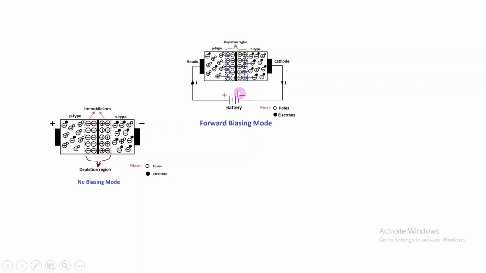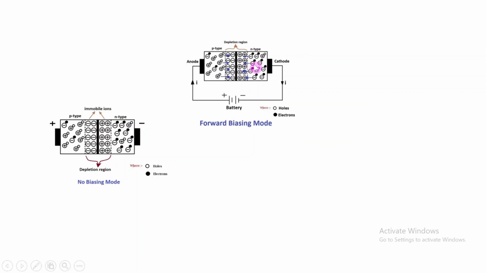So what will happen in this case? The electrons will be pushed towards this PN junction, and the holes are moving towards this PN junction region. And as I have discussed, if this battery has a voltage below 0.7 volt, then these electrons will try to recombine with these holes, but due to this potential barrier, they do not do so.